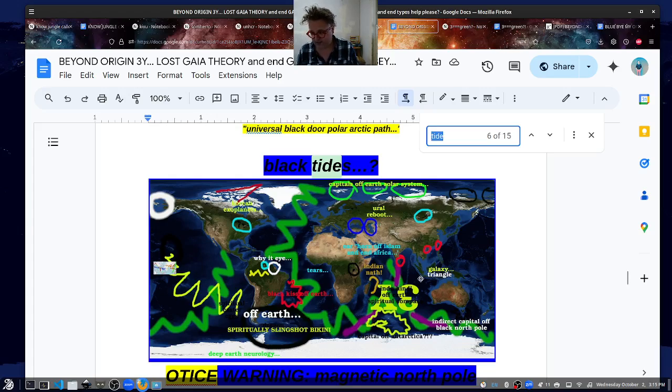So the question is, what does all this mean? And that's basically what the whole Beyond Origin is, and the Lost Gaia theory is, and the Gaia hypothesis. It's basically saying our Earth is alive. Okay, so now we understand that the Antarctica looks like a brain, but what's next? And that's really the goal of this research here.